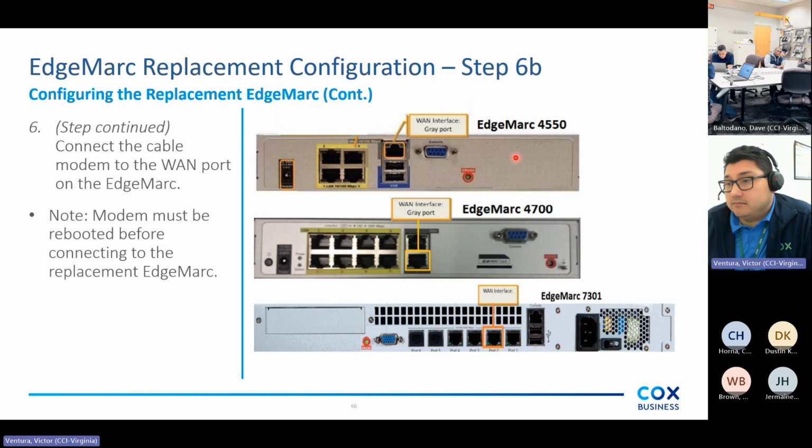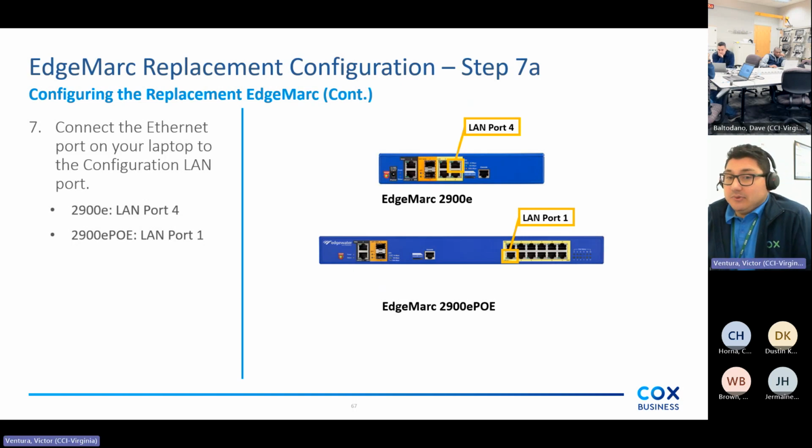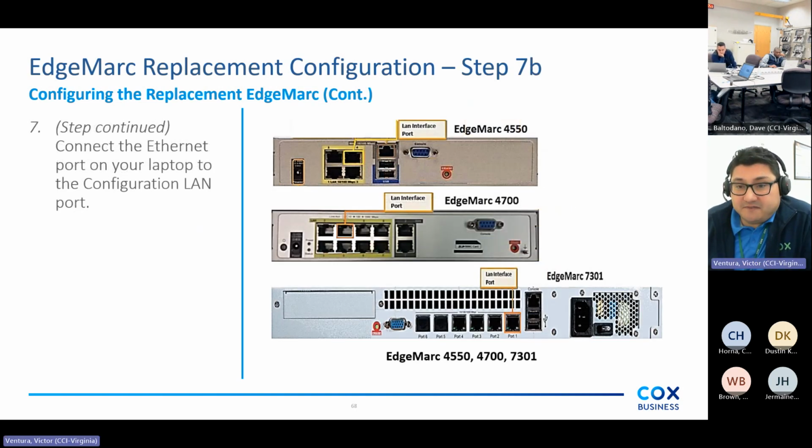WAN 1. Configuring the HMark. If you have LAN ports 1 through 4, use port 4. The 2900 PoE, it could be any port. We recommend using port 1, or you can use port 4 too. On the 4550, port 4. On the 4700, port 4.